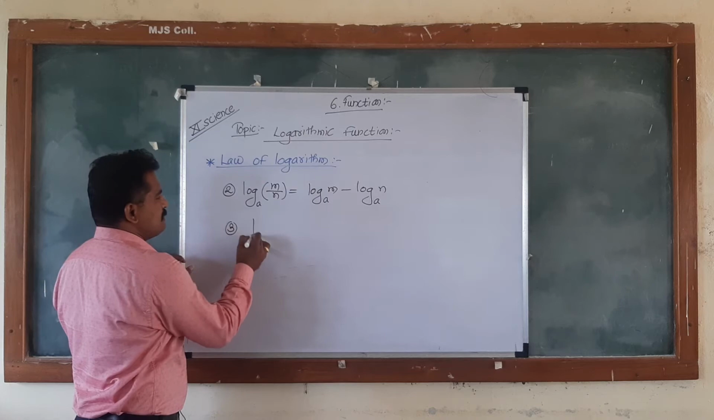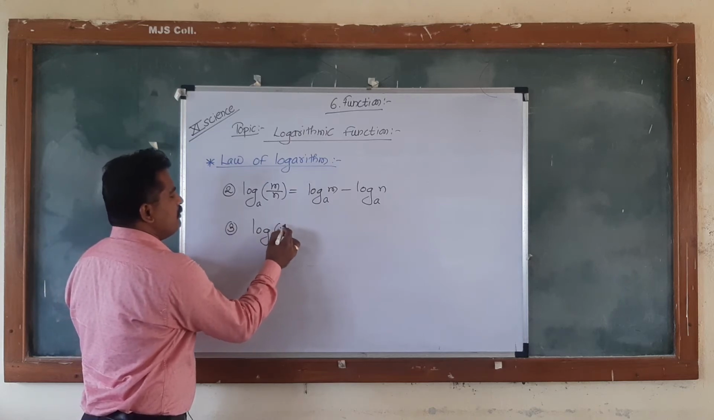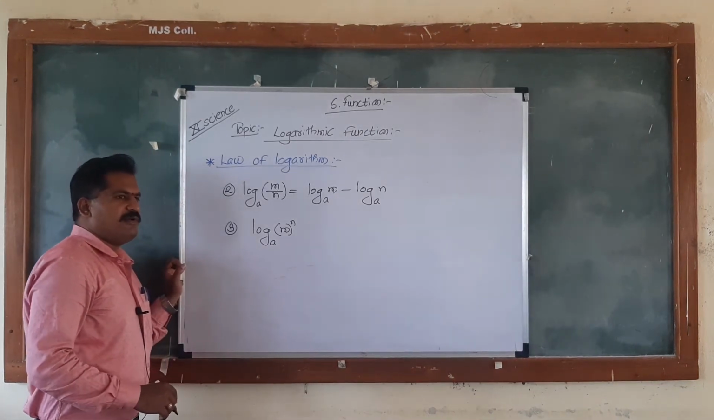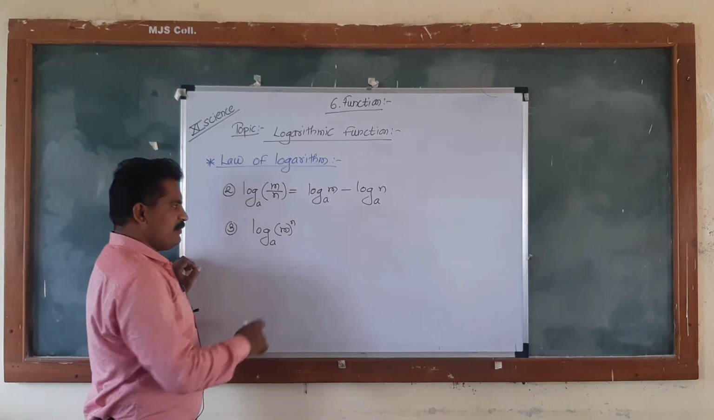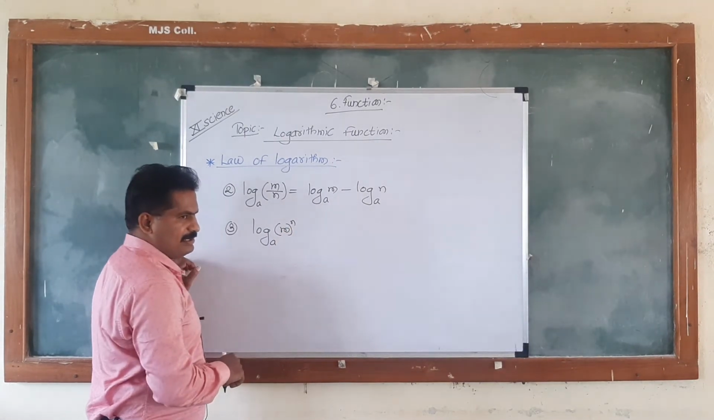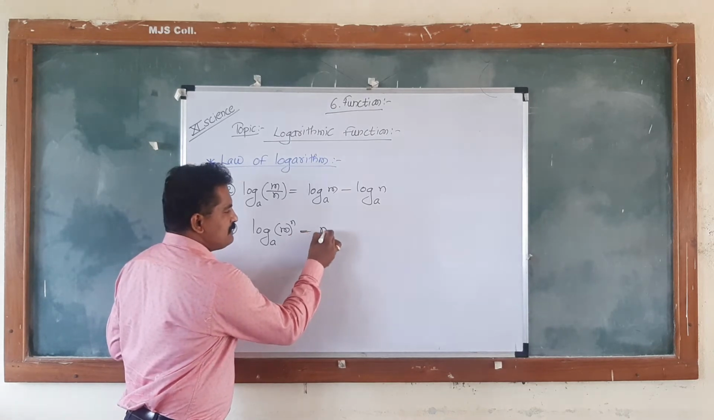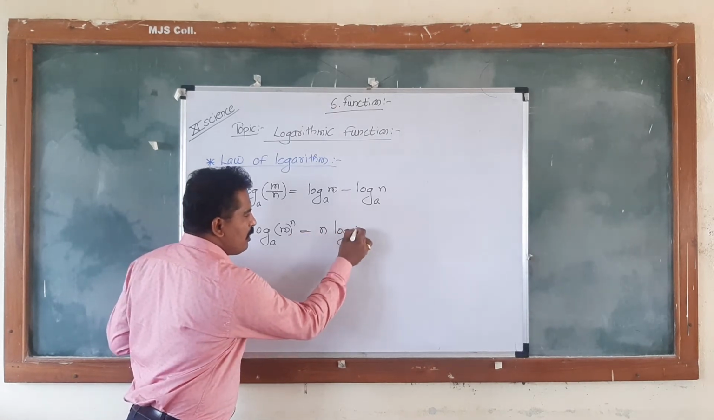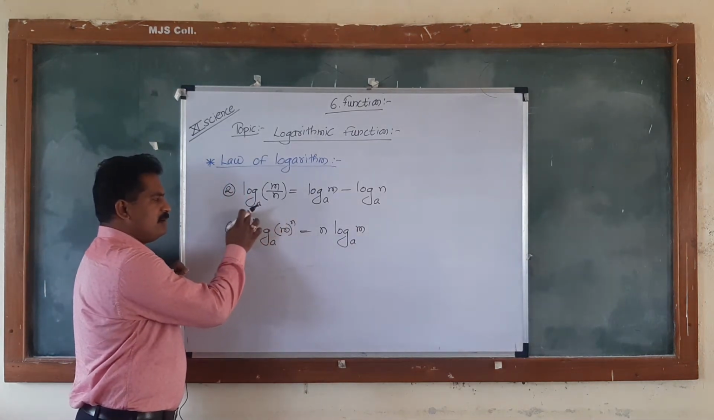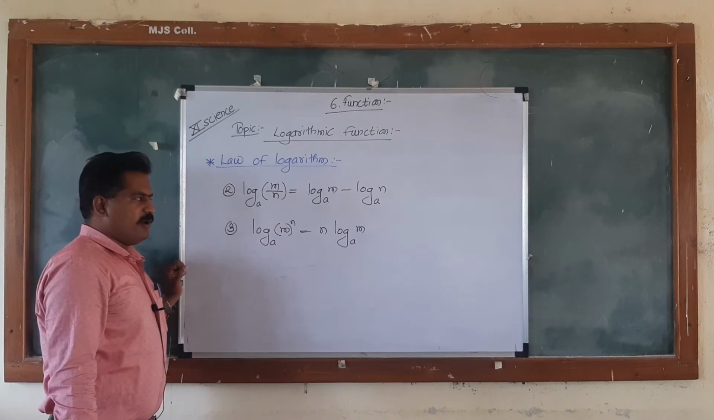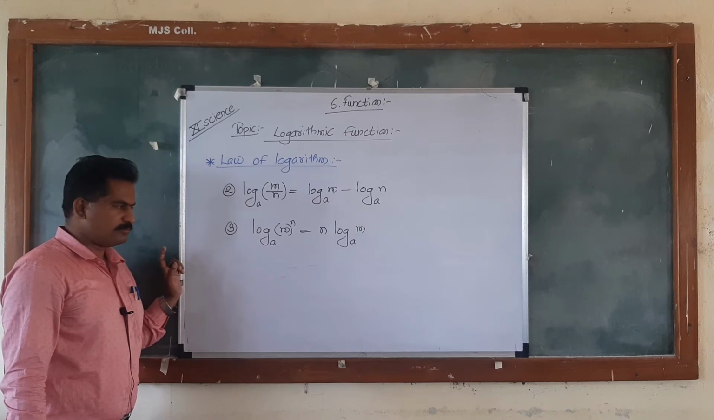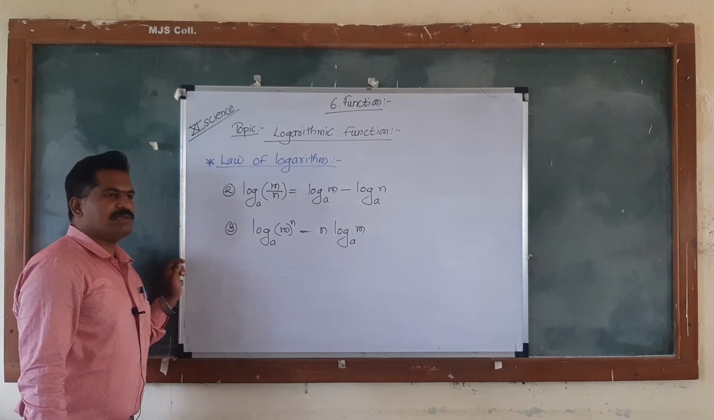The third law is log of m raised to n to the base a. This law is for the power of a function. Therefore, m raised to n, m having power n, this power is multiplied with the value of log of m to the base a. It is the third law. These are very important laws.